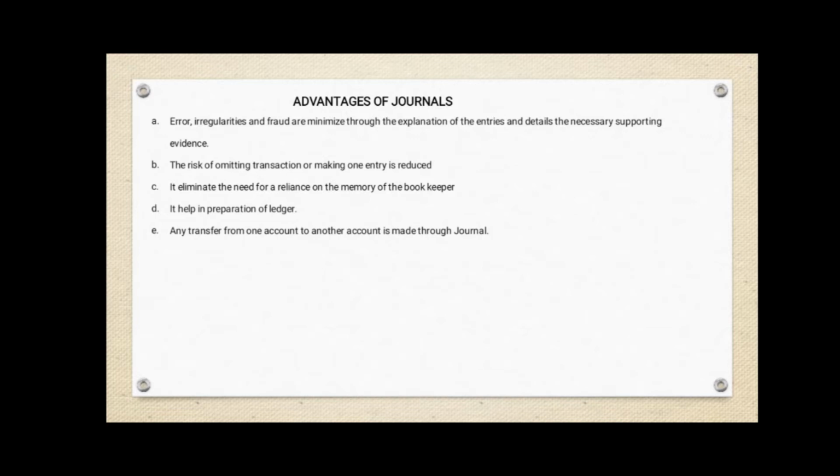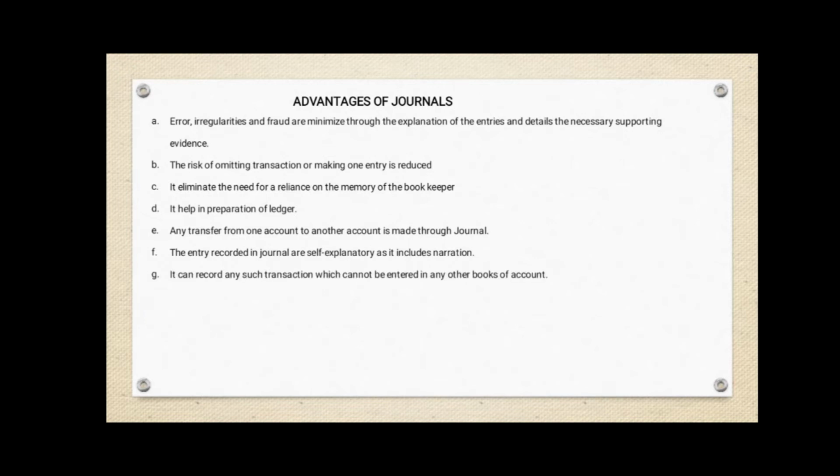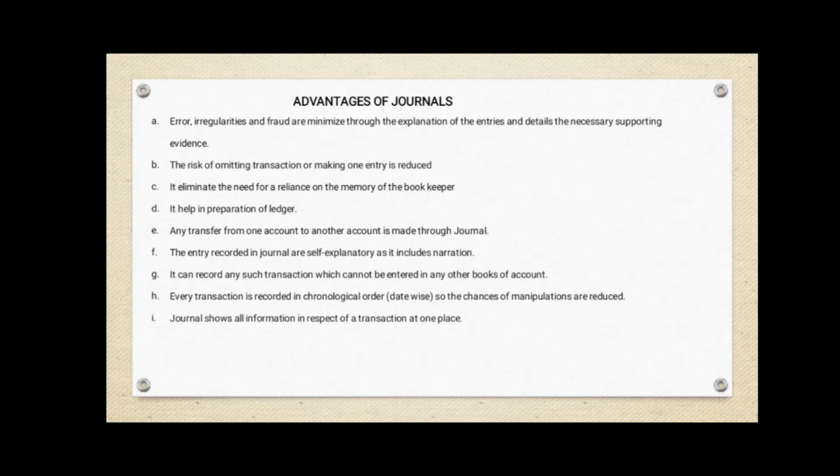E. Any transfer from one account to another account is made through journal. F. The entries recorded in journal are self-explanatory as it includes narration also. G. It can record any such transaction which cannot be entered in any other books of account. H. Every transaction is recorded in chronological order, date-wise, so the chances of manipulations are reduced. I. Journal shows all information in respect of a transaction at one place.